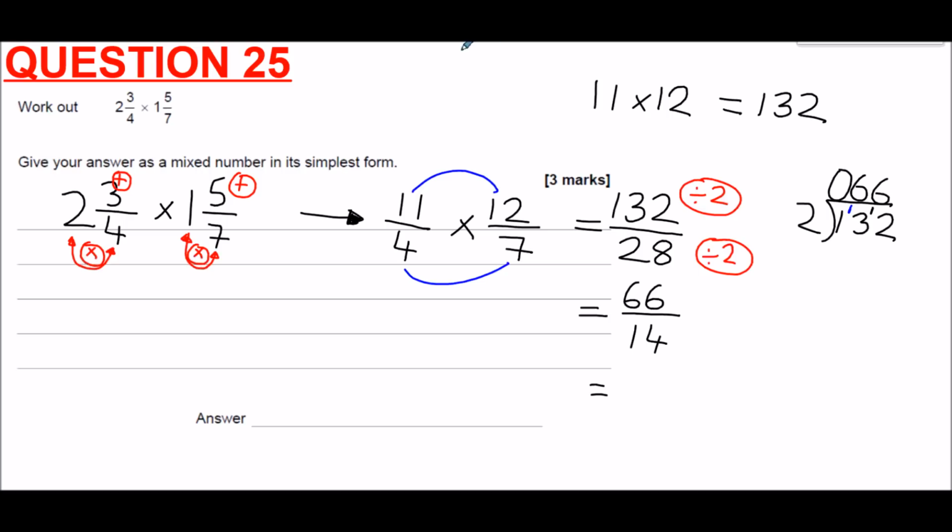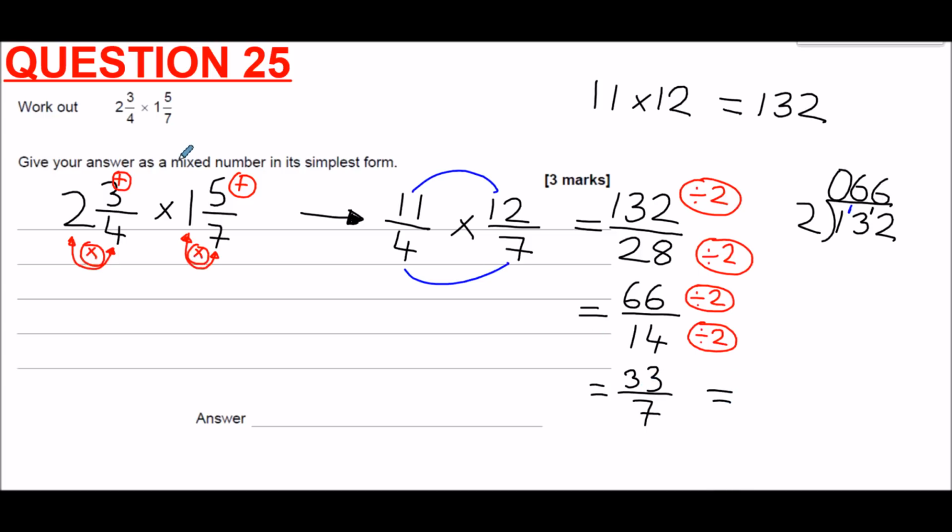Both numbers are still even. 66 and 14 are still even. So again, we can simplify down further by dividing both top and bottom by 2. Half of 66 is 33. Half of 14 is 7. Now we can't divide them again.